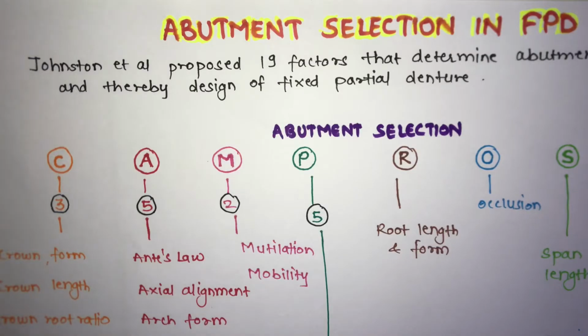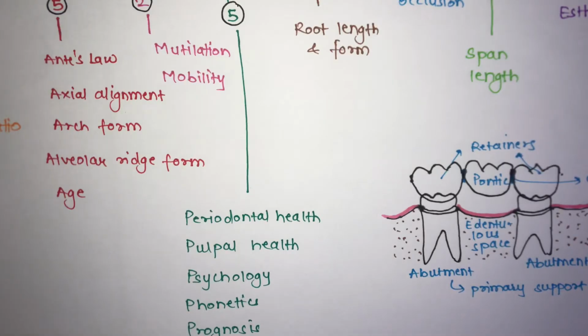Hello everyone. So we have already seen two topics from fixed partial dentures. Moving on to the third topic, that is abutment selection in fixed partial dentures. The most important factor to be considered in the design of a fixed prosthesis is the location and the characteristics of the abutment. So now what is an abutment?